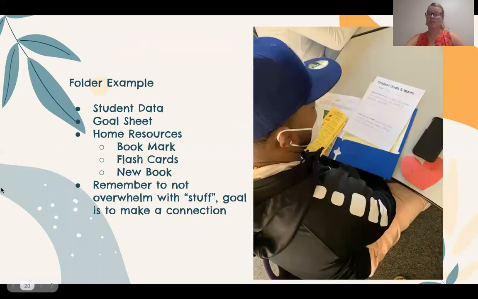So I have some examples of some of this stuff. So, a folder example that you can see: this dad is looking over his folder for his student. So he has in here his data piece. He has a goal sheet where he has filled out what his goal is going to be for his child at home. He has his home resources. You can see here that he has a bookmark. The bookmark actually has reading comprehension questions that they can utilize at home when reading with their child. Some home resources might be flashcards, a new book to read. There are all different things that you can think about for your home resource or your home activity.